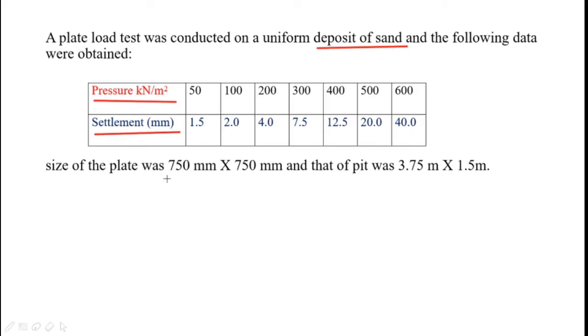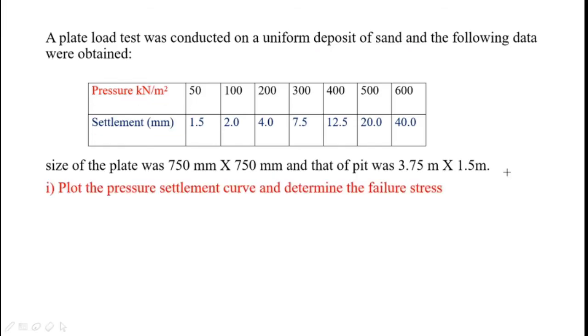The size of the plate was a square plate of 750 mm by 750 mm and the pit size was 3.75 meter by 1.5 meters. What we have to do is plot the pressure versus settlement curve and determine the failure stress. This is what we have to do in part 1.